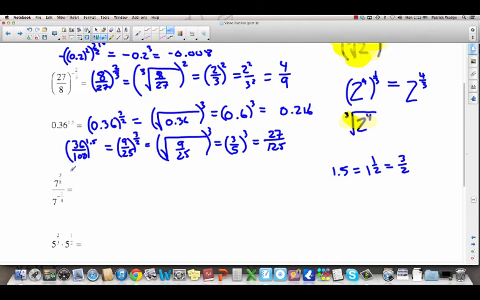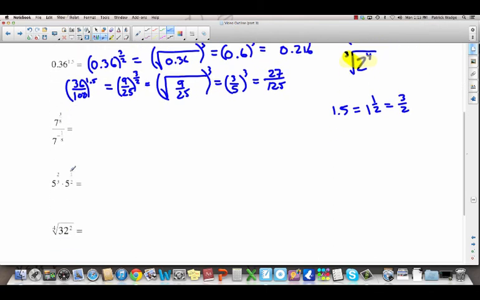Alright, the next one. Here's a case where you have two powers with the same base, and you're dividing. What can you do with the exponents in that case? You can subtract. So you have 7 to the 3/8 take away negative 1/8. That equals 7 to the 4/8. Let's put that in lowest terms. 7 to the 1/2. Hey, we're almost done.